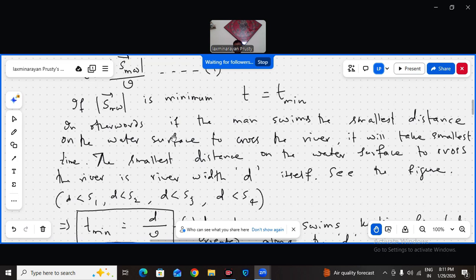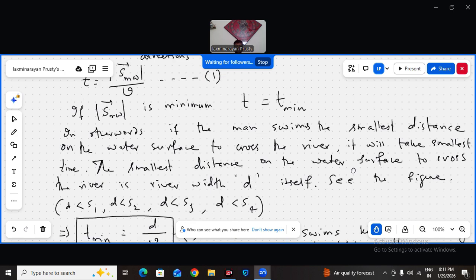So in other words, if the man swims the smallest distance on the river water surface to cross the river, it will take the smallest time. If this is smallest, then time will be smallest. The smallest distance on the water surface to cross the river is river width D only, as you can see. What is the smallest distance on the river surface to cross it? That is the width of the river, D.